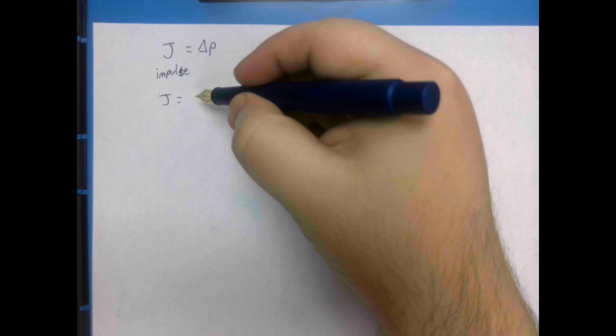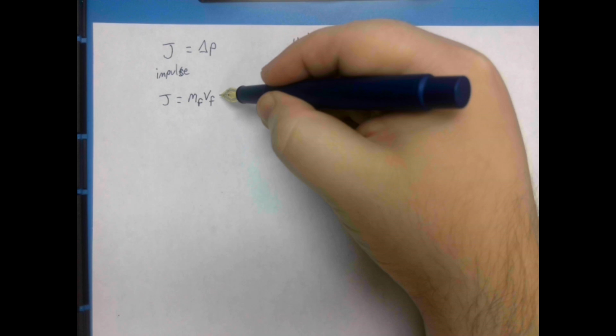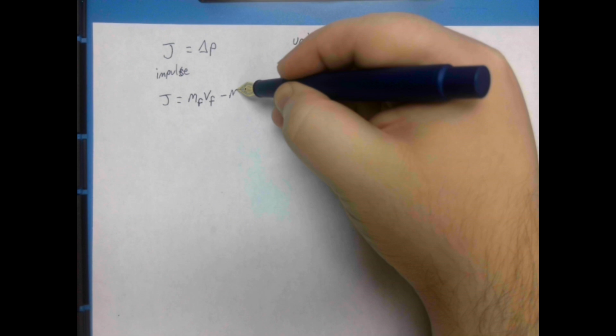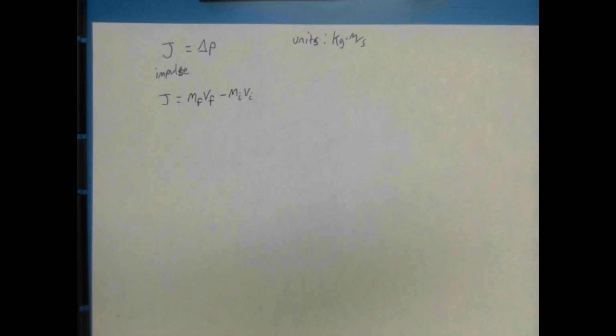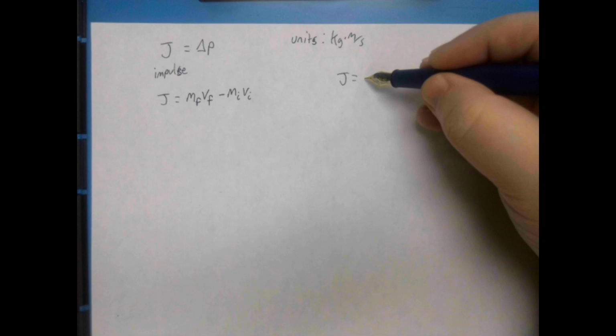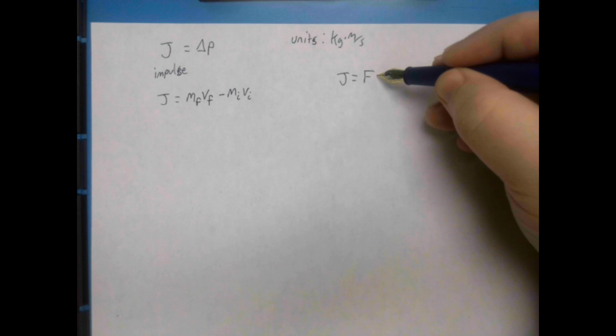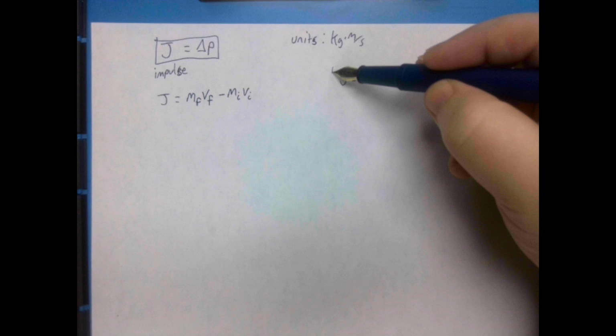We can expand this out. The change in momentum would be the final mass times the final velocity minus the initial mass times the initial velocity. Another way of talking about impulse is that it is equal to the force times the time the force was applied. So we have two main equations for impulse, which is very useful.